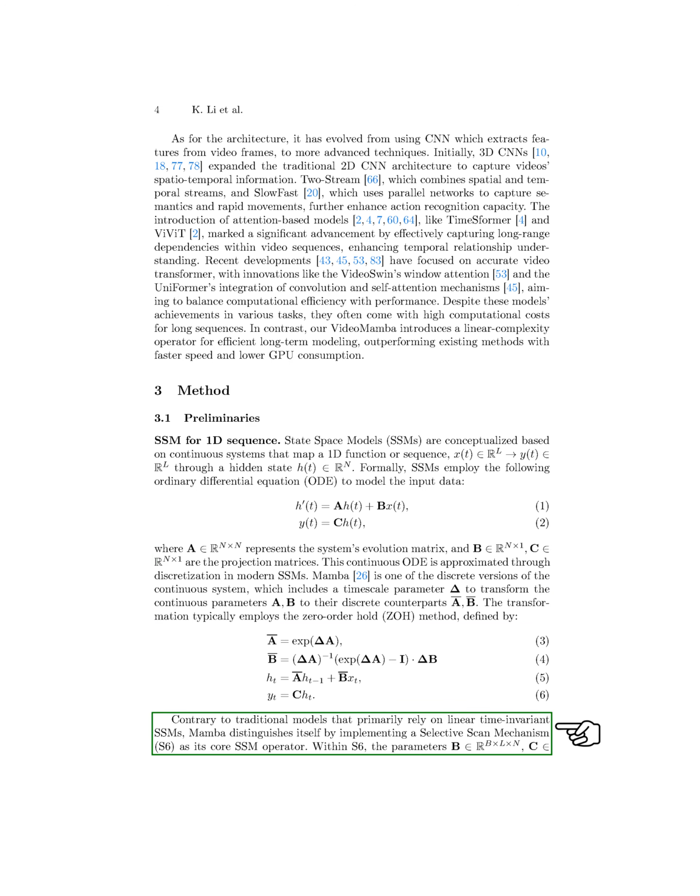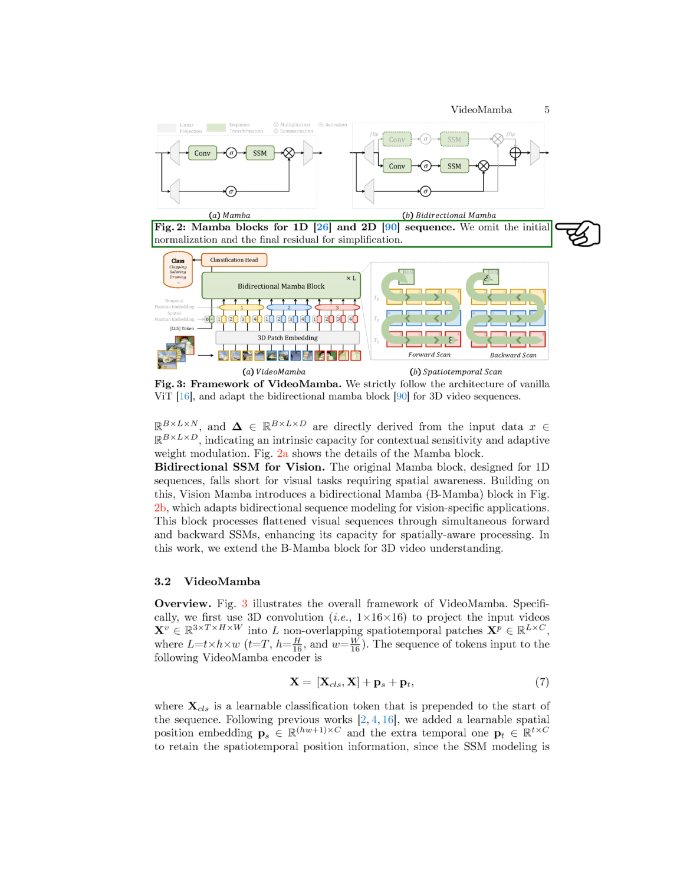Mamba stands out from traditional models by incorporating a selective scan mechanism, S6, as its core operator. This mechanism derives parameters directly from input data, enabling contextual sensitivity and adaptive weight modulation. The Mamba block structure is illustrated in Fig. A. For visual tasks requiring spatial awareness, the original Mamba block falls short.